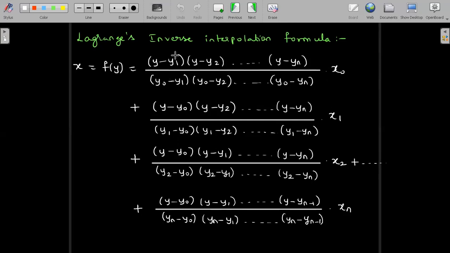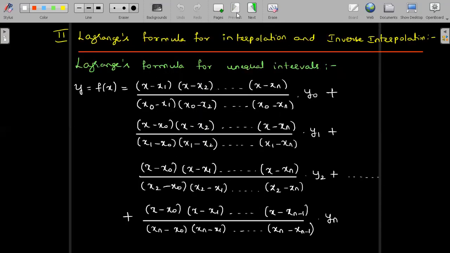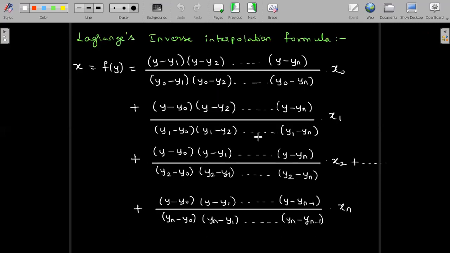So in the first term, we have skipped y0 in the numerator. In the second term, we have skipped y1 in the numerator. In the third term, we have skipped y2, etc. In the last term, yn should be skipped in the numerator. So the formula is as simple as that, if you can frame it appropriately, not by rote memorization. The inverse Lagrange formula is very easy to remember if you are able to remember Lagrange's formula for unequal intervals. Just the roles of x and y are interchanged in inverse interpolation.